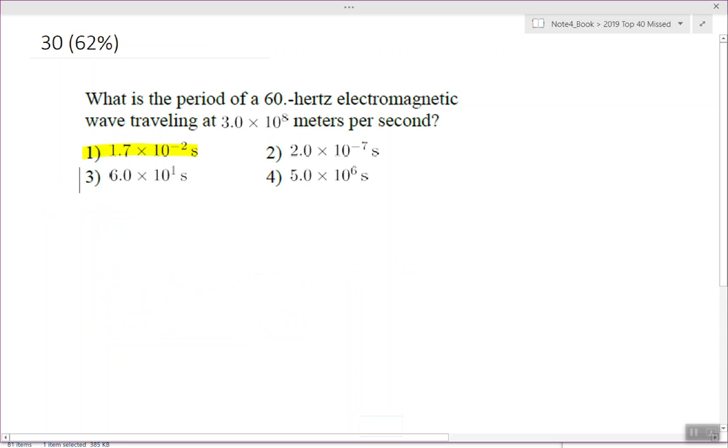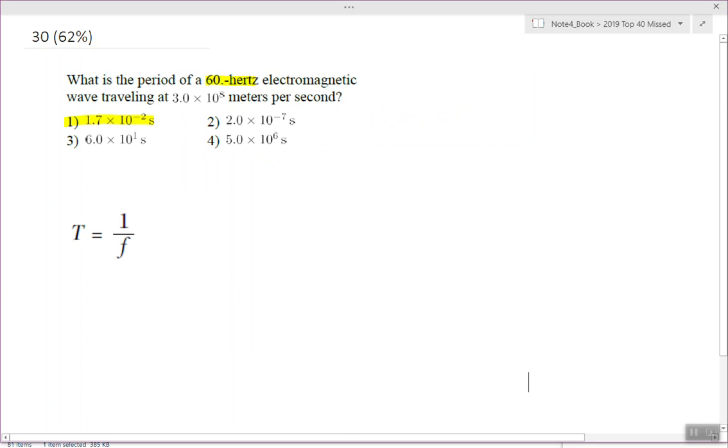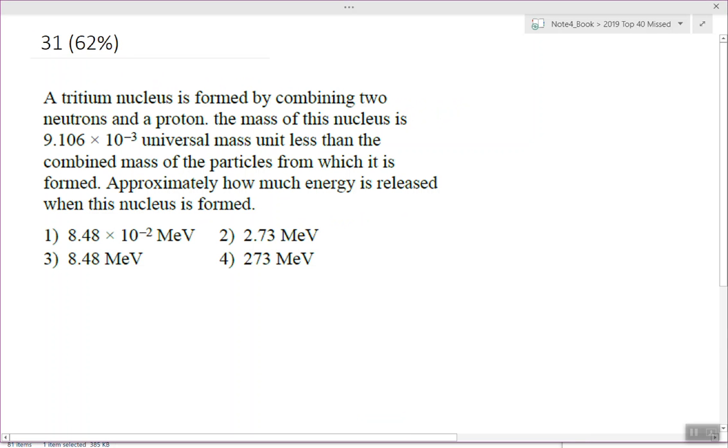The answer is 1. Don't overthink it. They gave us the frequency. We don't need the speed. So you just plug in 1/60 of a second. And that's it. 31.